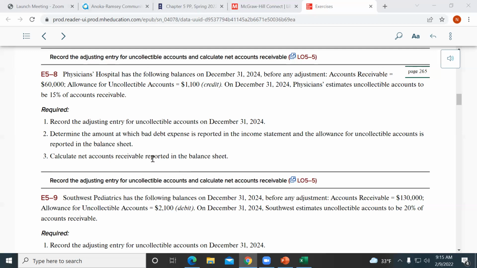Okay, so let's look at this one. We're doing 5-8. So this one is going to be with already a balance sitting in the allowance for uncollectible accounts, which is what can be more challenging. So in the second year, Physicians Hospital has the following balances on December 31st, 2024 before any adjustments. Accounts receivable is 60,000 and the allowance for uncollectible is an $1,100 credit.